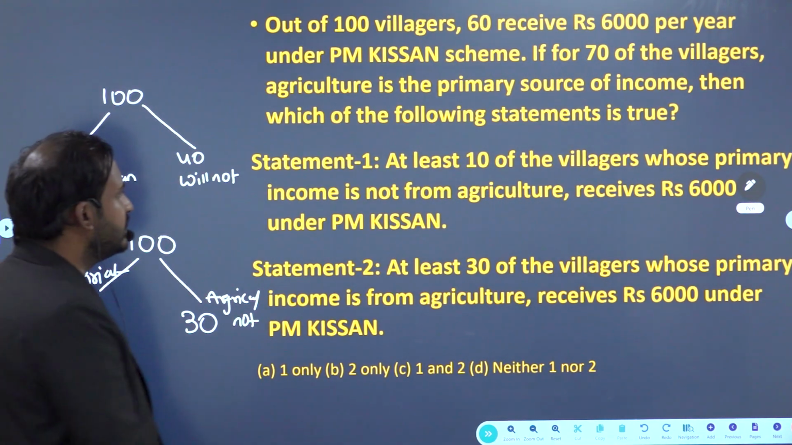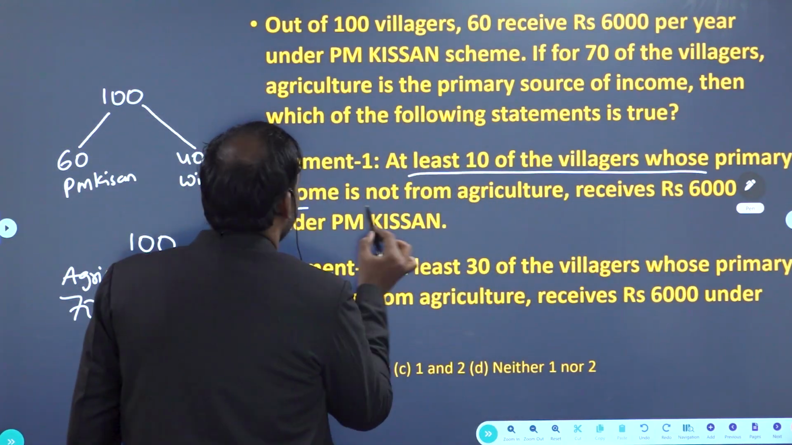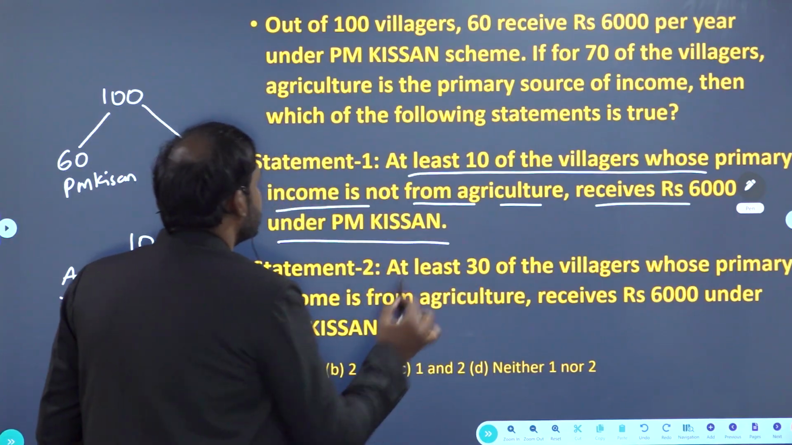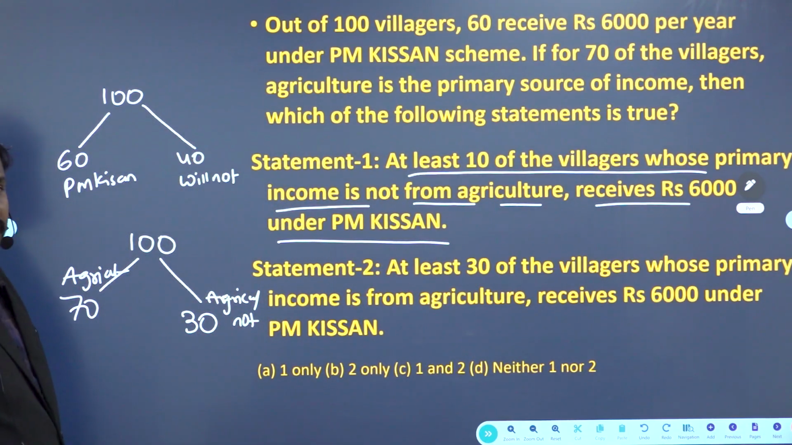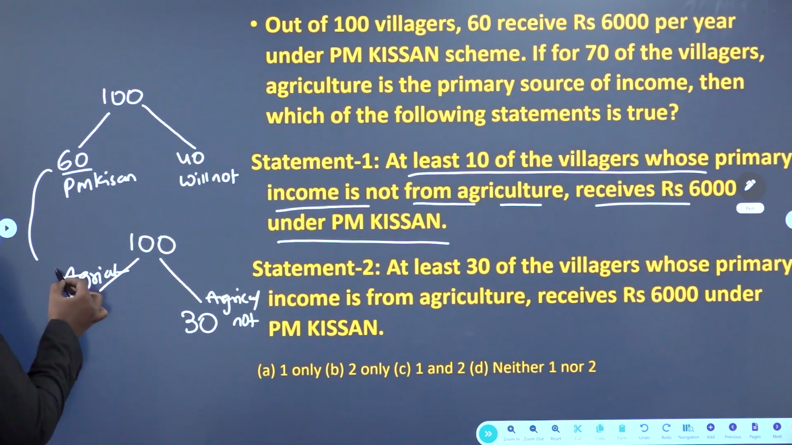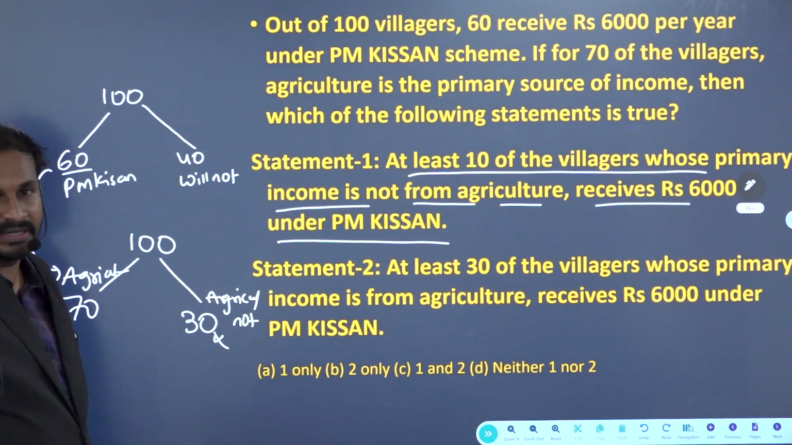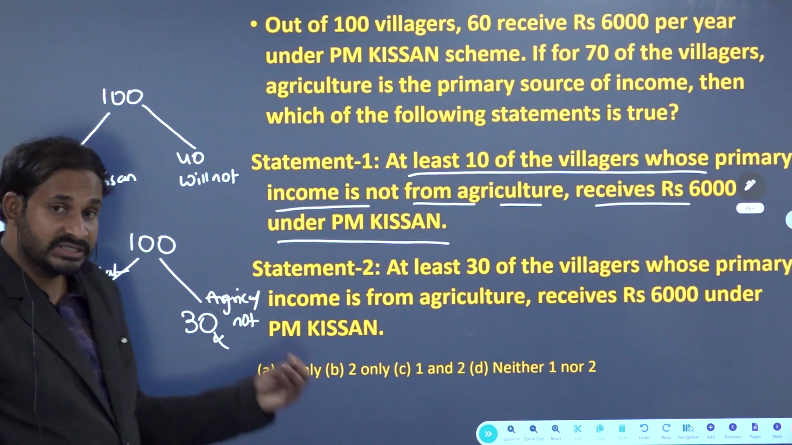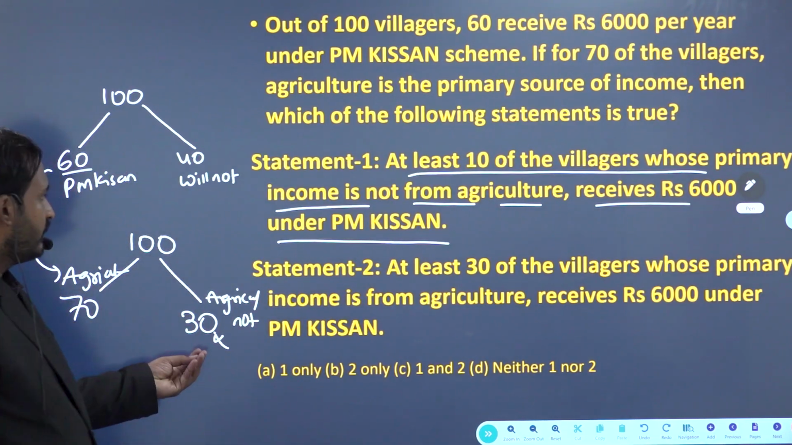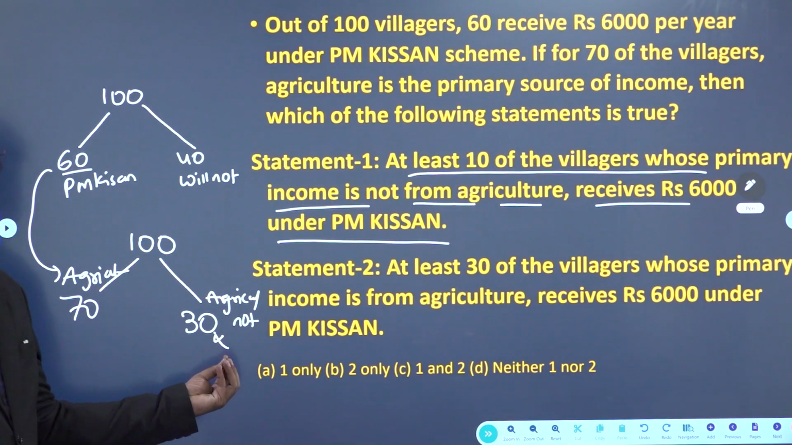Statement 1: at least 10 of the villagers whose primary income is not from agriculture receive 6,000 under PM Kisan. Okay, the first one, what are they saying? For example, assume that all the agriculture families get PM Kisan. Still I will be left with 10 more people, right? That means at least 10. But what they are telling is that in the worst case also, 10 people from the non-agricultural families will get PM Kisan. Is it possible here? No.